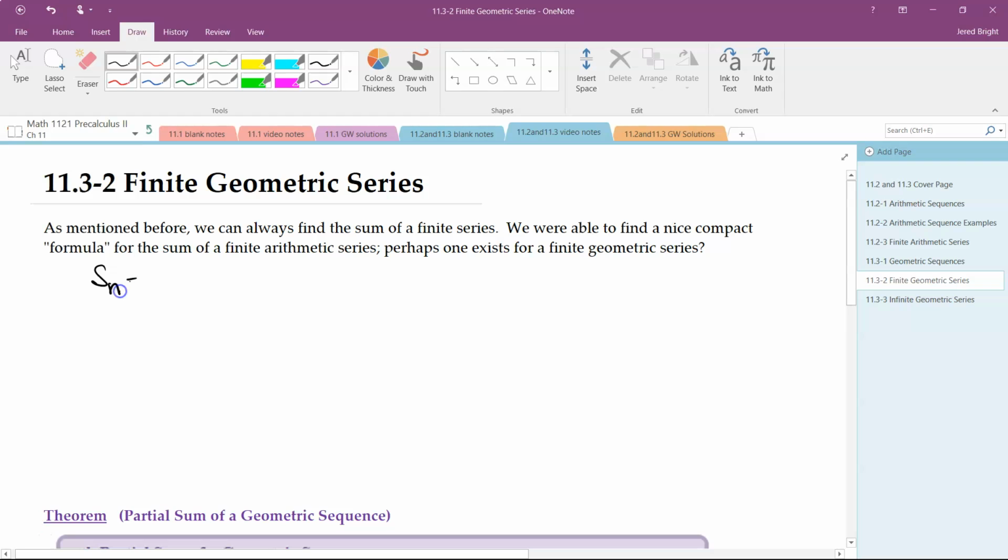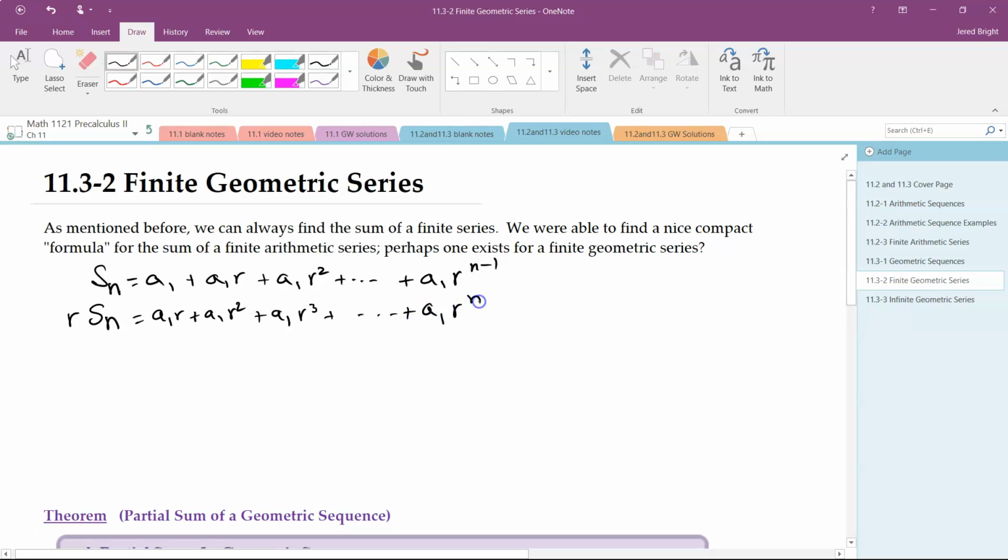If I look at S sub n, this is equal to a1 plus a1 times r plus a1 times r squared, and so on and so forth, and the nth term would be a1 r to the n minus 1, right? Now we'd want to look at r S sub n, so multiply this equation on both sides by r, so we have a1 r plus a1 r squared plus a1 r cubed, and so on up to a1 r to the n, and let's take their difference and see what we get.